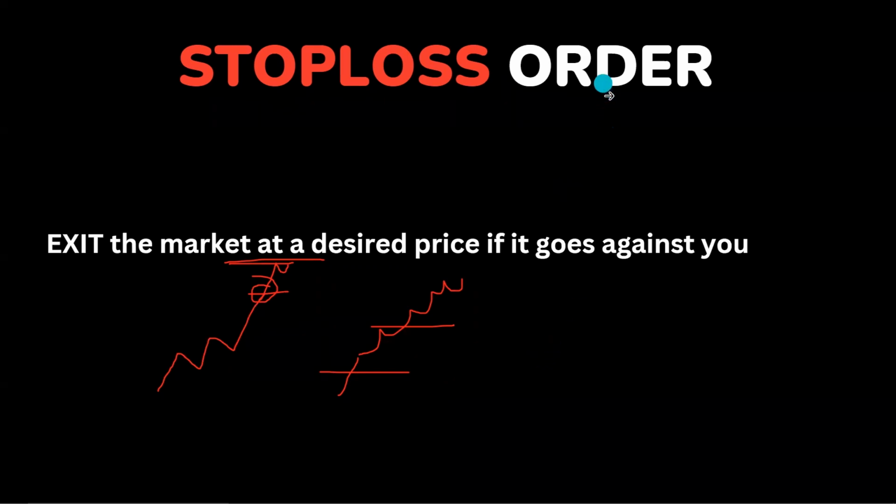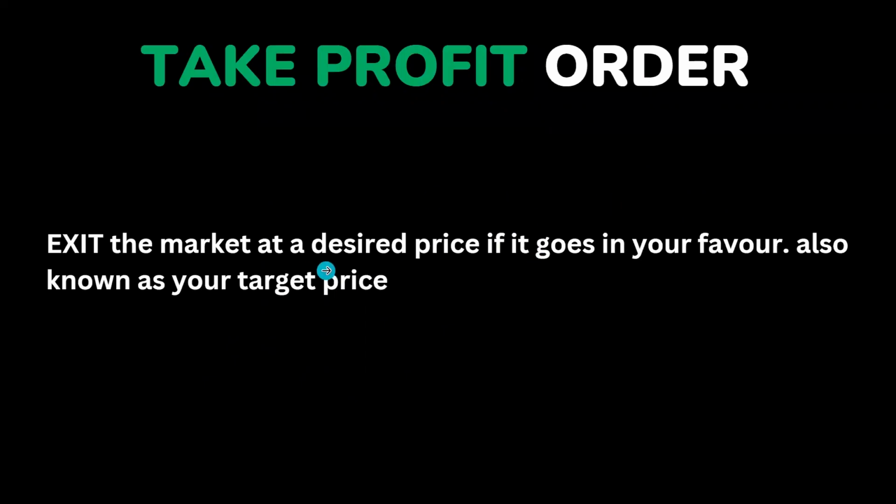Now the fourth type is take profit. It's the opposite of the stop loss. The stop loss stops your loss at a specific price point, while the take profit takes your profit at a specific price point. It's the exit of the market at the desired price if the market goes in your favor, also known as the target price.